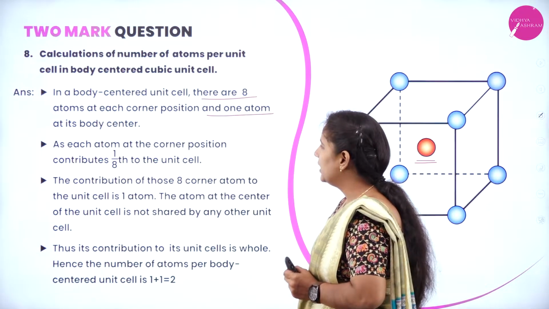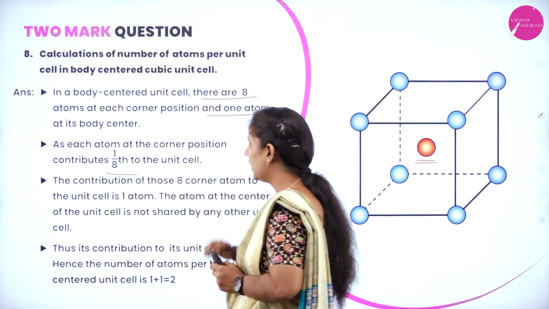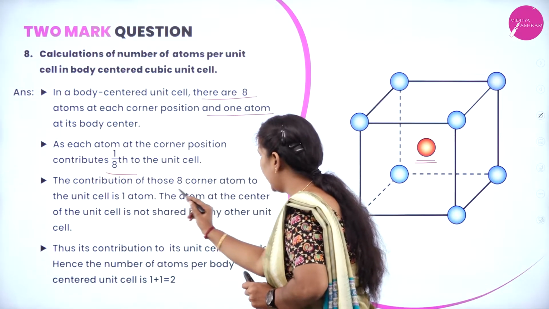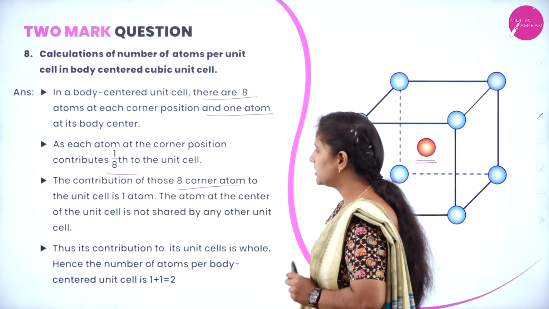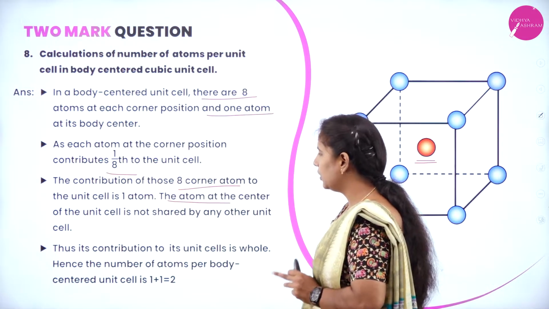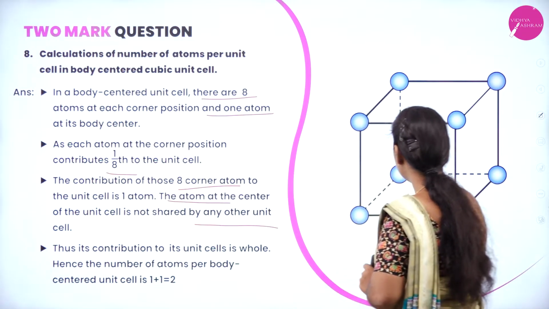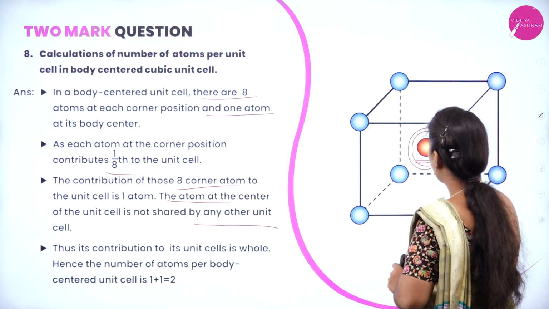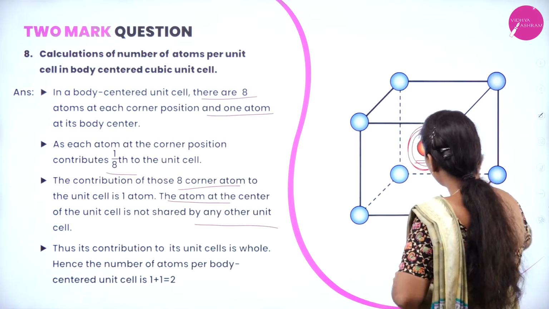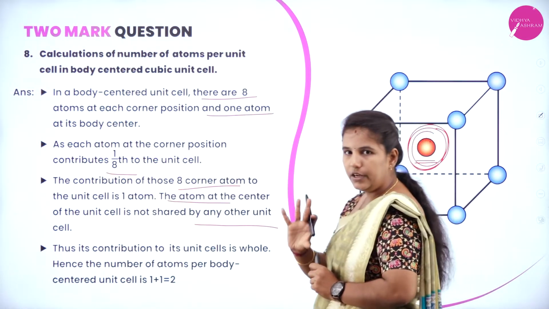As each atom at the corner will contribute 1/8 to each unit cell, the contribution of those 8 corner atoms per unit cell is 1 atom. The atom at the center of the unit cell is not shared with any other unit cell. If you see, the particle or the atom which is present at the center is not shared between any other atom. Since it is present at the center, we need to count it.